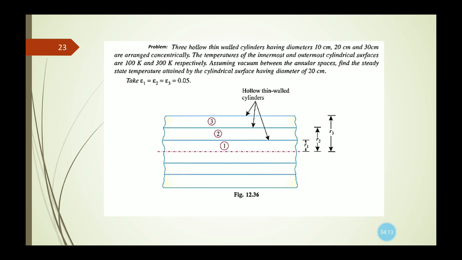20 centimeter. So what is given here? The emissivity of the three surfaces is equal, and the value is 0.05.